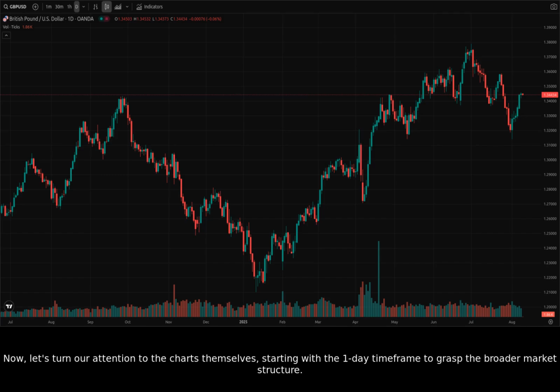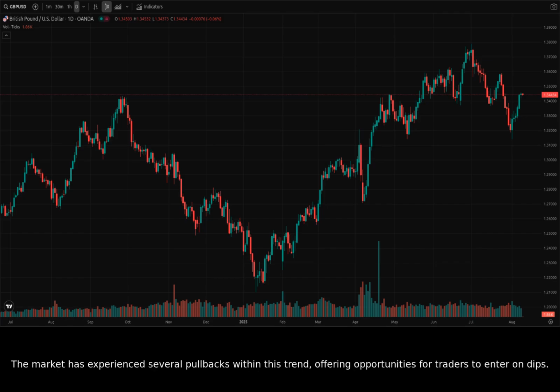Now, let's turn our attention to the charts themselves, starting with the one-day time frame to grasp the broader market structure. As you can see, GBPUSD has largely been in an uptrend since early 2024, demonstrating consistent higher highs and higher lows. This overall bullish momentum aligns perfectly with the current fundamental narrative of a stronger pound and a softening dollar. The market has experienced several pullbacks within this trend, offering opportunities for traders to enter on dips.